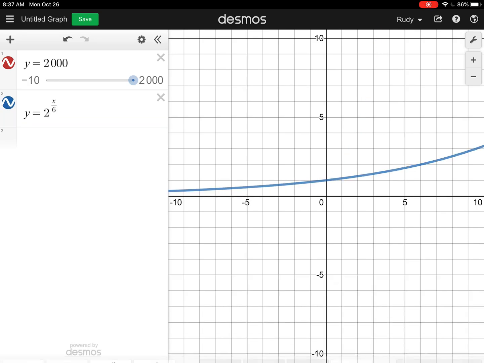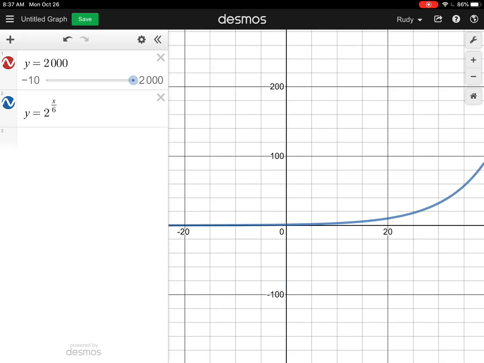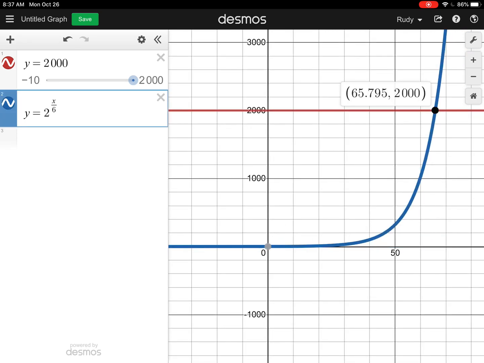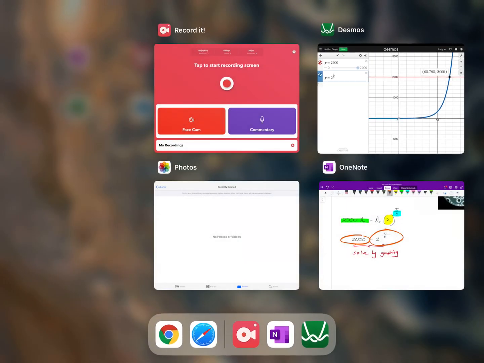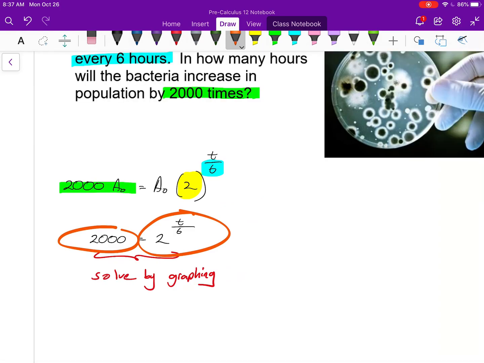Okay, if I look at my graph, I want to compress my scales. So I'm trying to see where my y is at 2,000. There it is. And it'll take about 65.79 what? Well, the units, I know by looking back at my equation, were in hours, because I made up the equation myself, right? I know that t stands for hours, so I know my answer is about 66 hours.